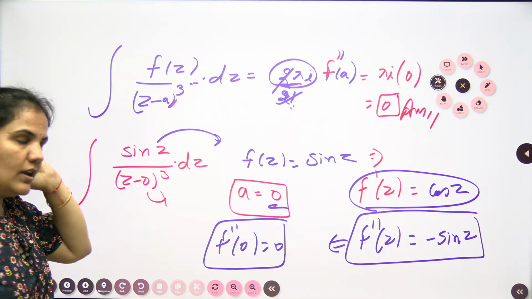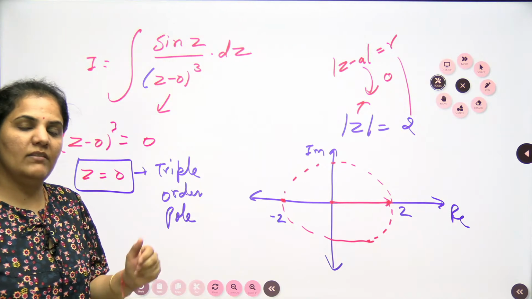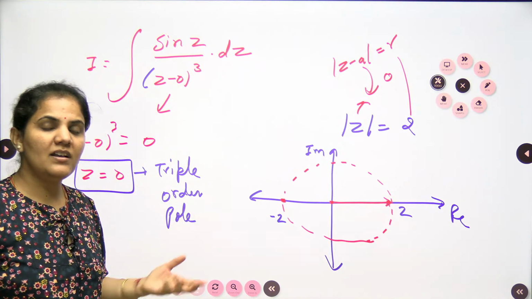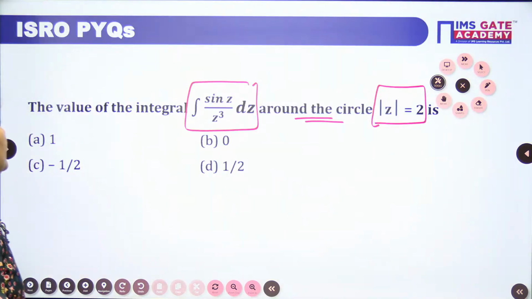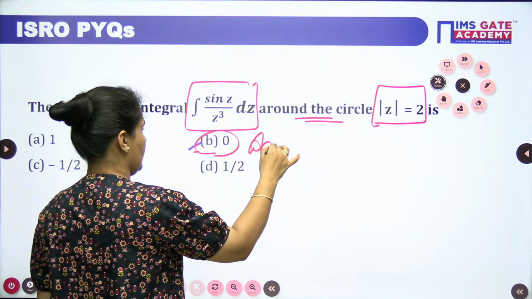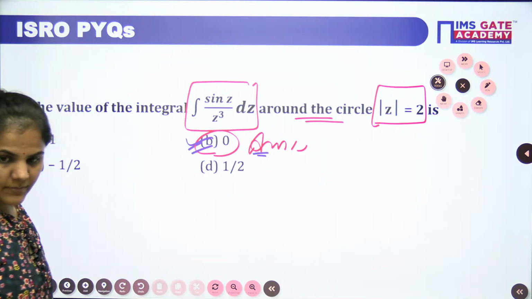I just gave you the detailed explanation of this approach also. Whenever you want to use Cauchy's integral formula in complex integration, you can use it very easily. So my answer is 0 here. The option is B for Bombay.